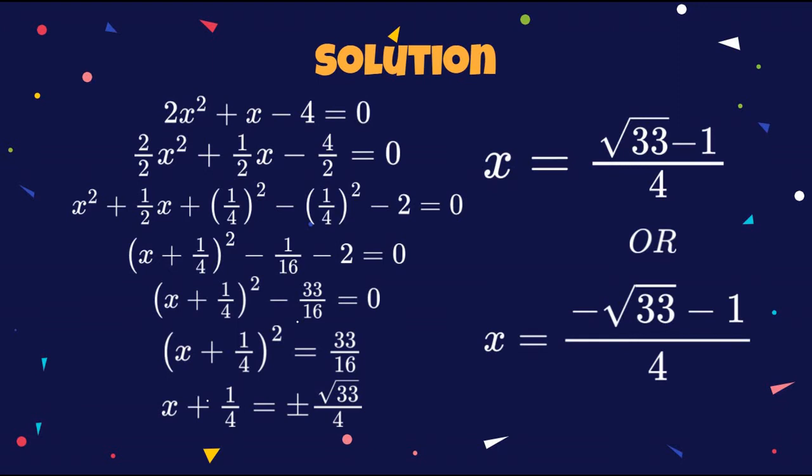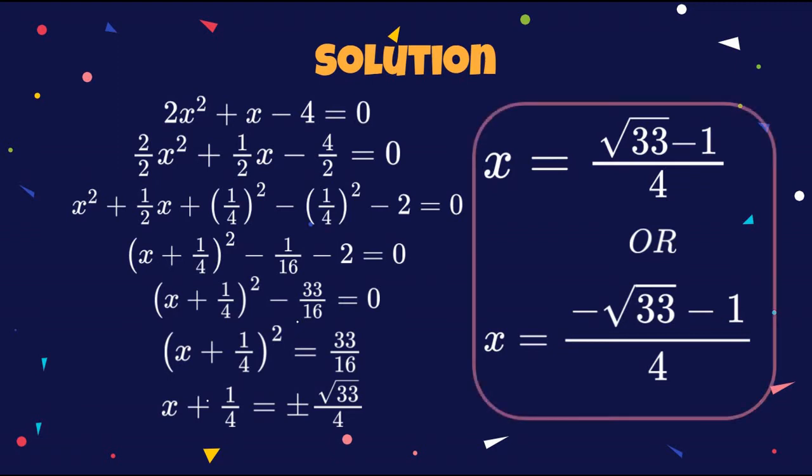I have told you the reason also why it has got this plus and minus. It has two solutions, one with plus and one with minus. So the value of x can be both of them. So finally we have got the value of x. That's what we needed. These are the roots of this equation, 2x square plus x minus 4 is equal to 0.